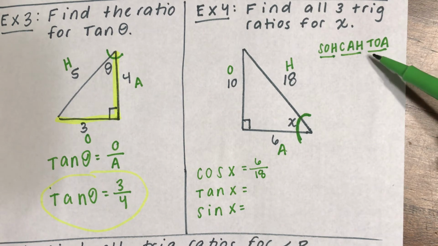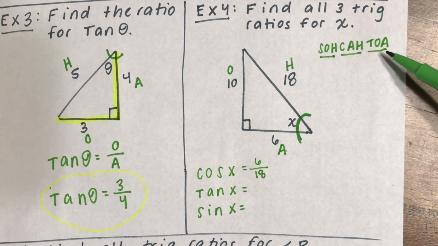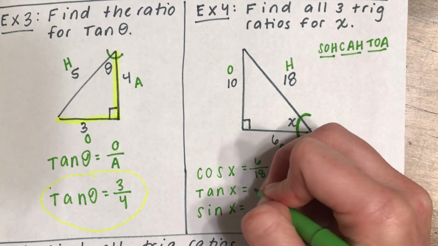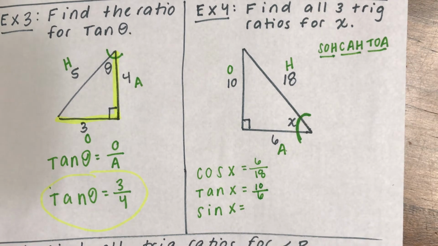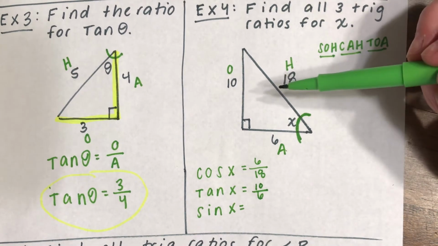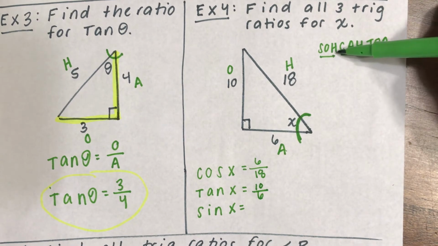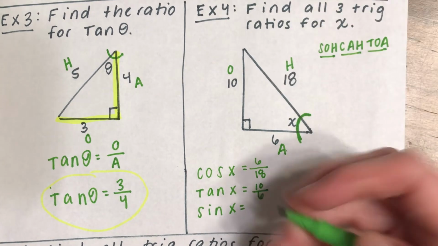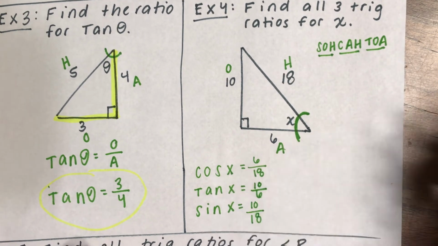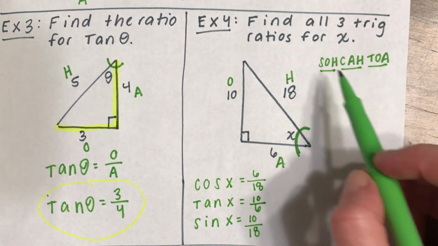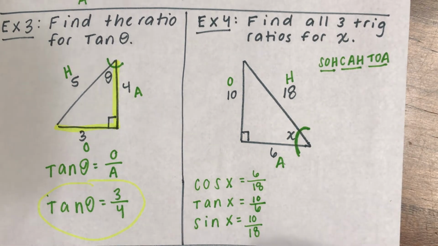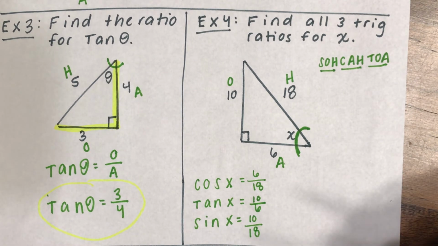tangent of my reference angle, the definition is opposite over adjacent. So since my opposite side has a length of 10 and my adjacent side is 6, that ratio is 10 over 6. And then last one, sine, uses opposite and hypotenuse. That is going to be 10 over 18. Okay? And again, it's a really good idea to write down SOHCAHTOA each time you do an example to help you remember what each trig ratio uses. O and H, A and H, O and A. Okay, last example.